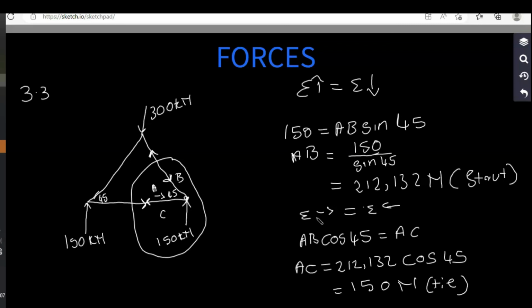This is the magnitude, this is the nature. And the way we are calculating the magnitude and nature of these members is called the analytical way.